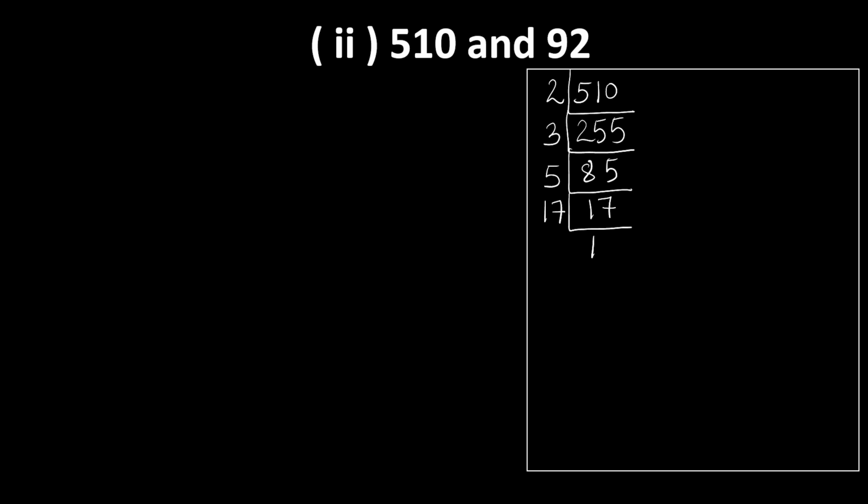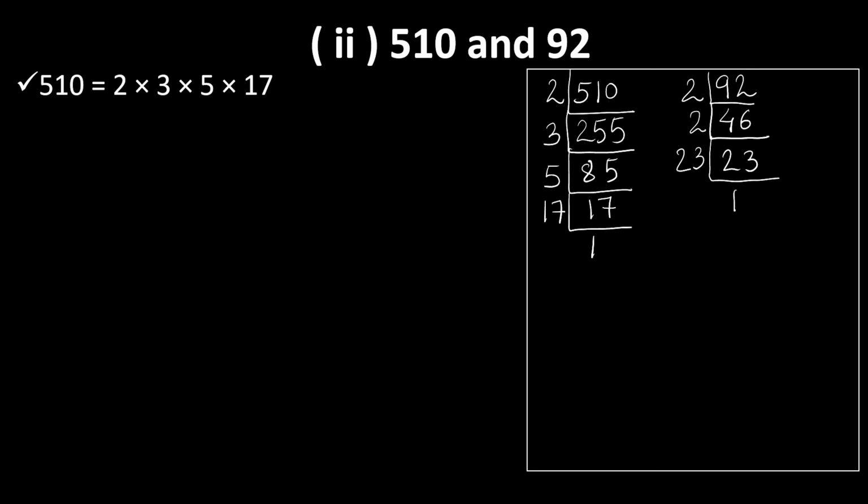Let's try to do the prime factorization of 92. Since 92 is an even number, we can divide it by 2. Therefore, we are going to get 46 as a quotient. And again 46 is an even number, we can divide it by 2. We are going to get 23 as a quotient. Now 23 is a prime number itself, so we are going to divide it by 23 only and write down 1 as a quotient. And now we will be writing down 510 as 2 into 3 into 5 into 17.